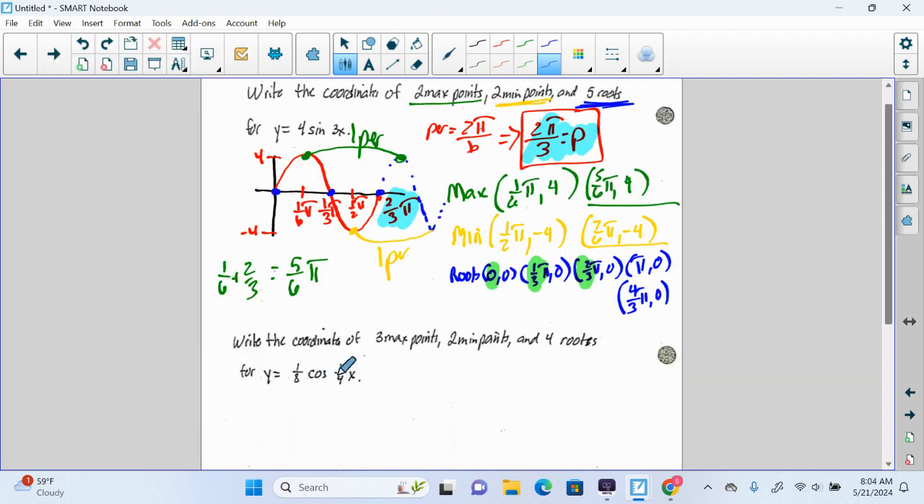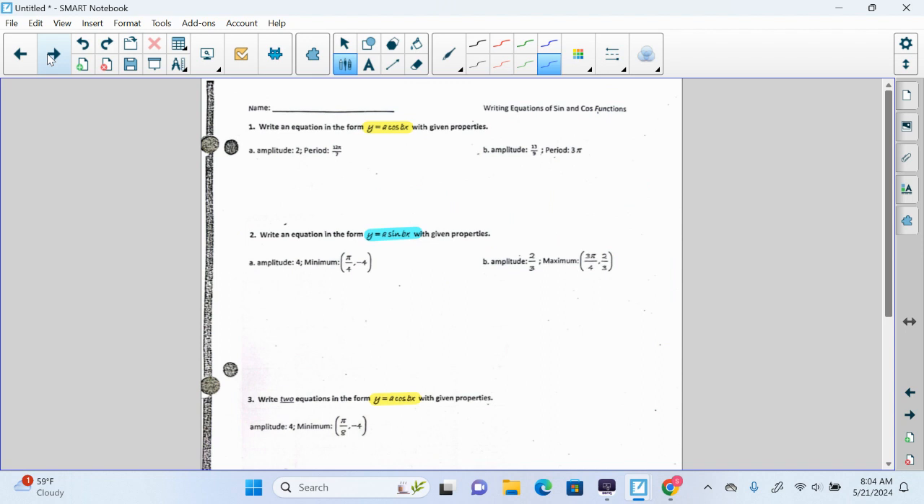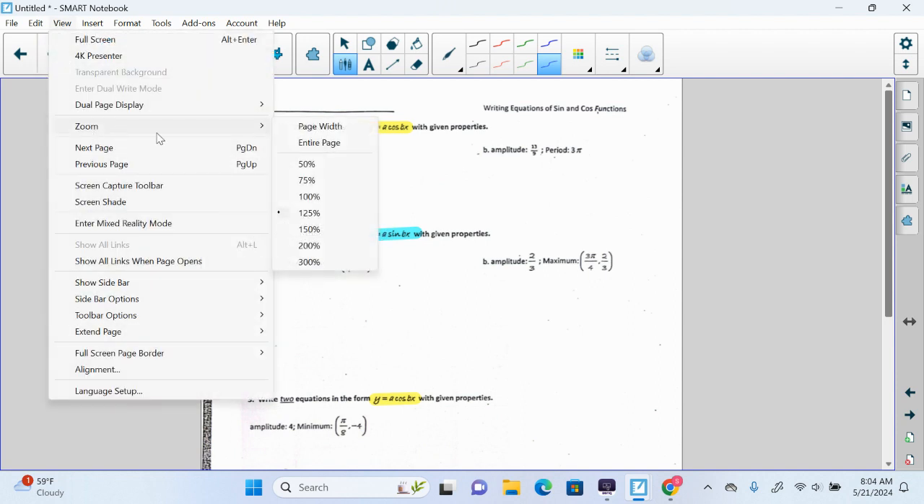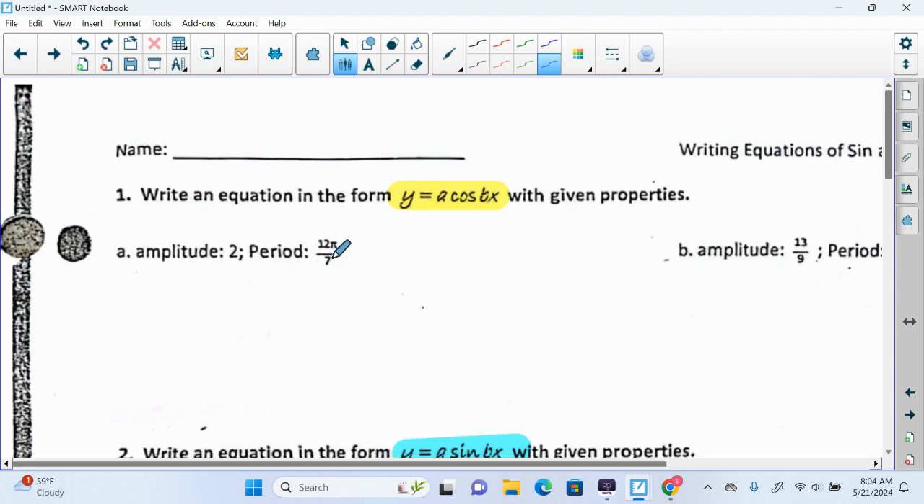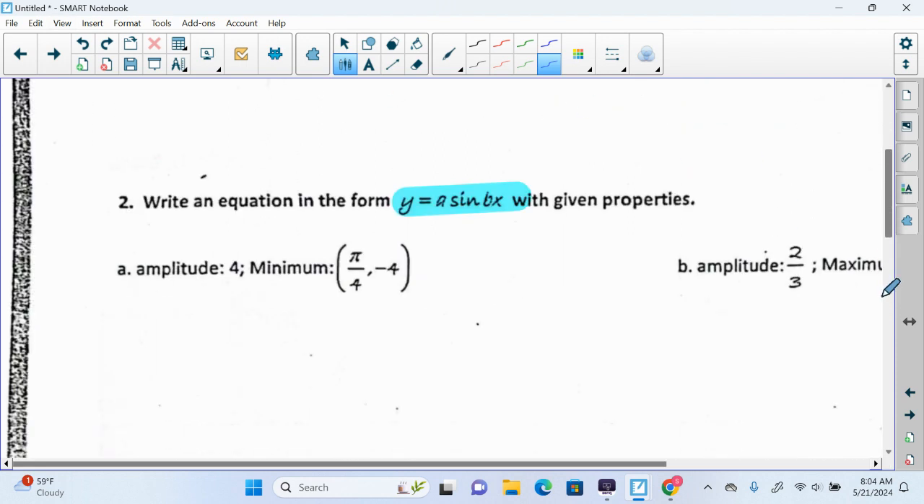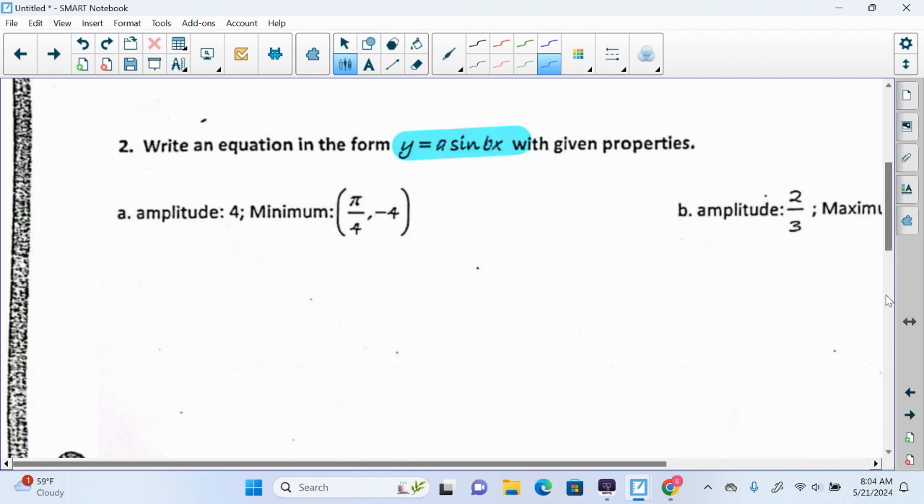You can do the same thing here. And then your homework or follow-up, all these will be fair game as well. Nothing tricky there. It says write the equation, cosine, sine. It asks for a minimum. So in this case, it's telling you what the minimum point is. So if I were to zoom in for this one, I'll wrap this part up here. It says write an equation in the form a sine of x with the given properties. Now, it just says the amplitude is 4.